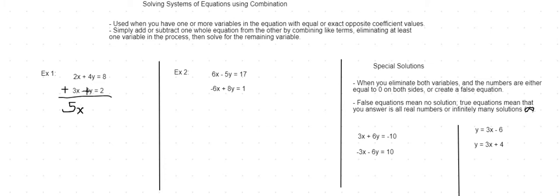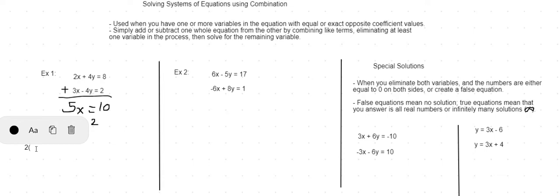4y plus negative 4y cancels, so that gets rid of y. And 8 plus 2 is 10. Then I divide by 5 on both sides and I get x is 2. From here, I can just plug that x equals 2 into one of these two equations and solve. Let's take the first one, for example.